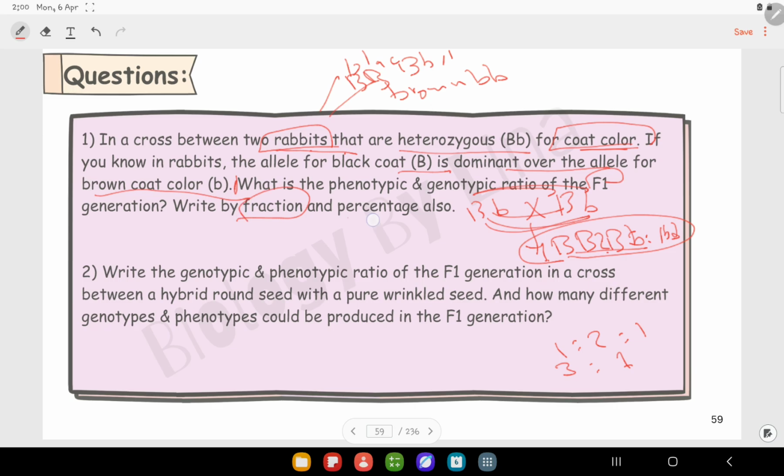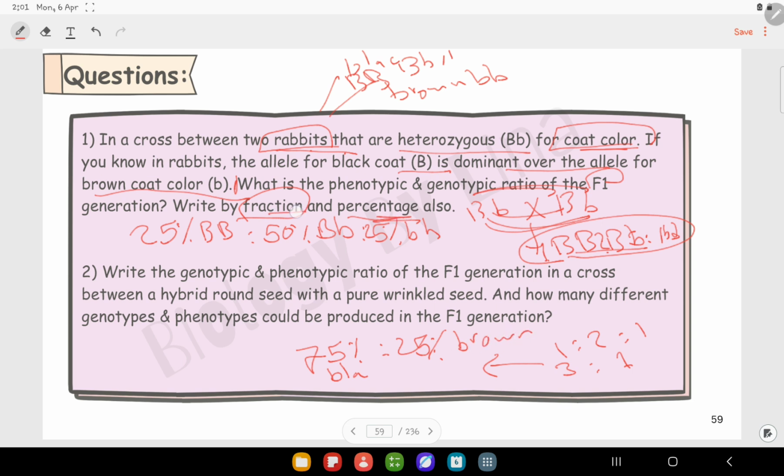Write it by fraction and percentage also. If we talk about percentage, we can say 25% capital B capital B, 50% capital B small b, and again 25% small b small b. For the phenotypic, we can say it's 3 to 1, so 75% are black and 25% are brown. You can do the same thing for the fraction. Here we have 1 over 4, because the total number is 4 offspring. So 1 over 4 is capital B capital B, 2 over 4 is capital B small b, and 1 over 4 is small b small b.